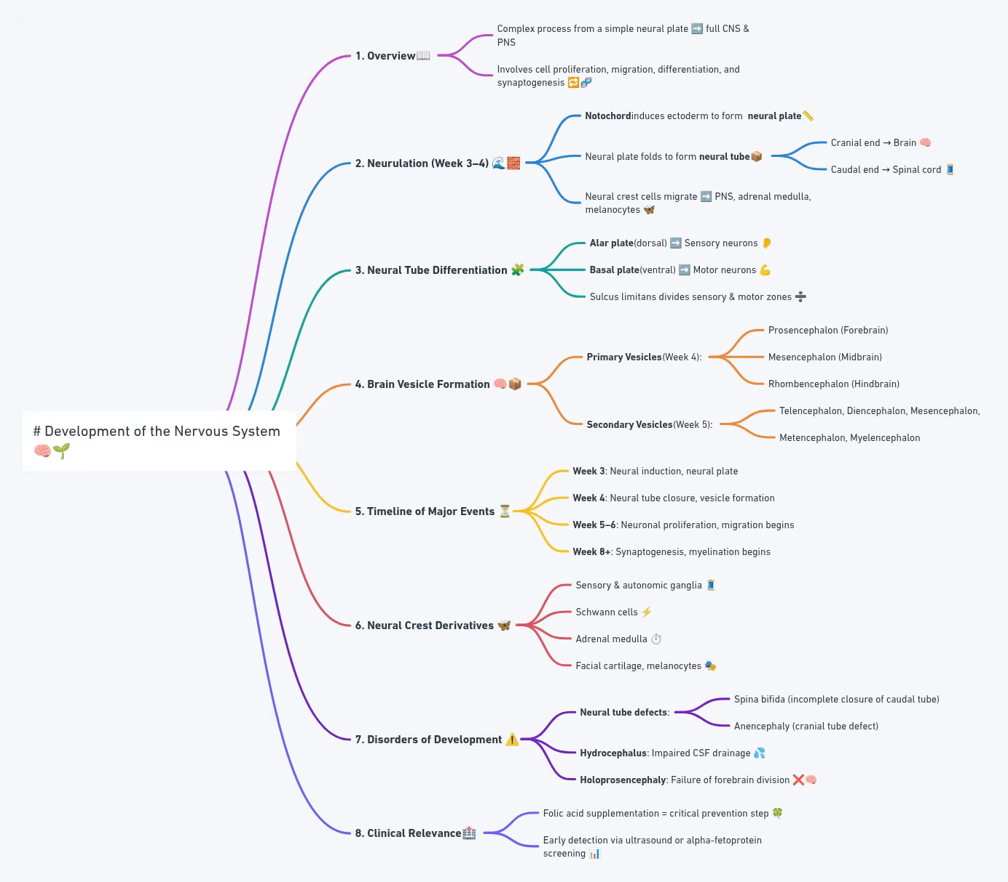Gliogenesis begins after most neurogenesis is complete. Astrocytes and oligodendrocytes are derived from neural progenitor cells. Microglia, however, are derived from mesodermal origin, specifically from the yolk sac, and migrate into the nervous system during early development. As neurons are generated and begin to migrate, they are guided by radial glial cells.